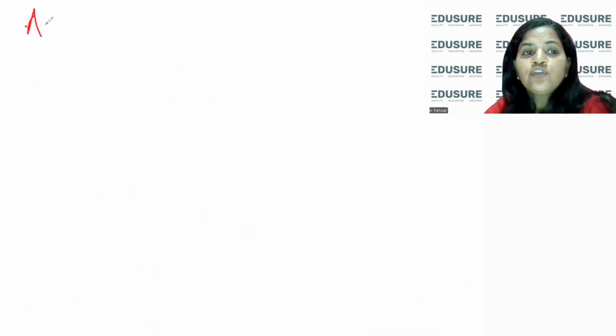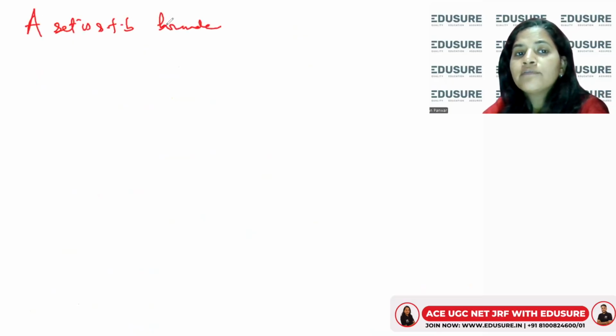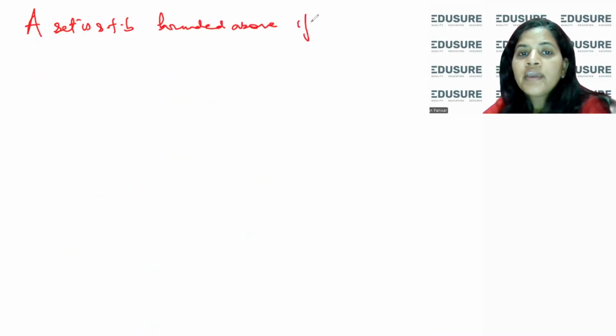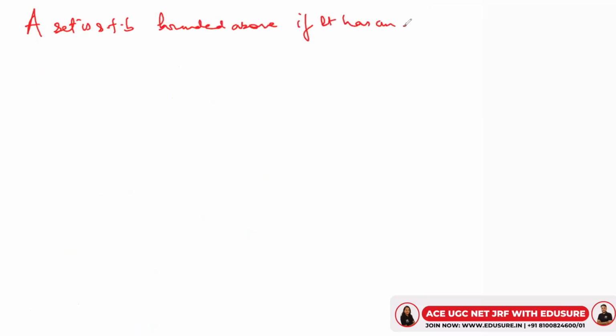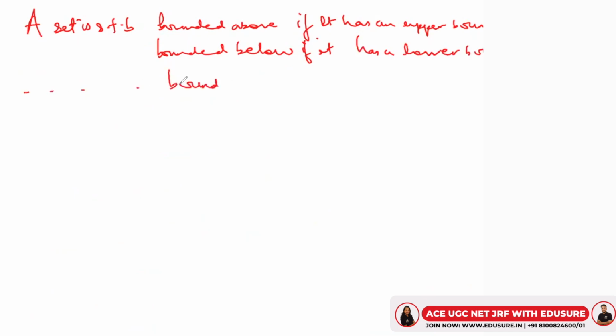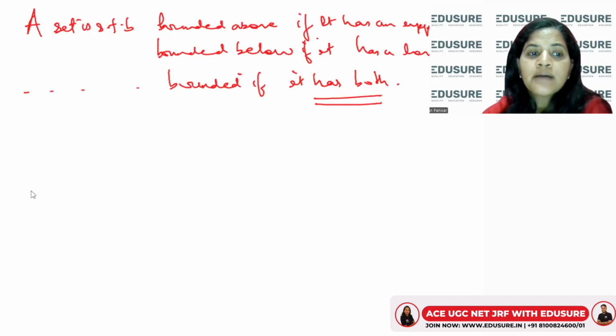Okay. So a set is said to be bounded above if it has an upper bound. Okay. And the set is said to be bounded below if it has a lower bound. Okay. And a set is said to be bounded if it has both. Okay. Now let us see some examples.